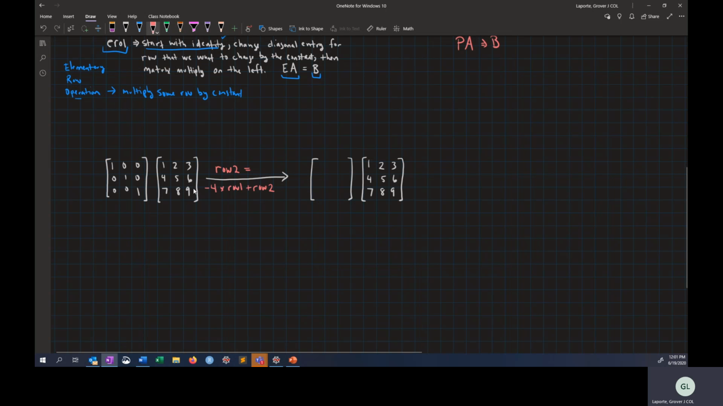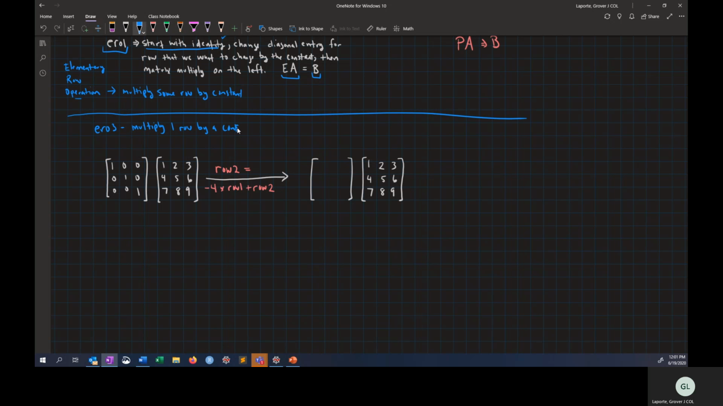Okay. So in this example, if I start off with the identity matrix, this is ER03. ER03 is multiplying one row by a constant, and adding it to another to replace a row.